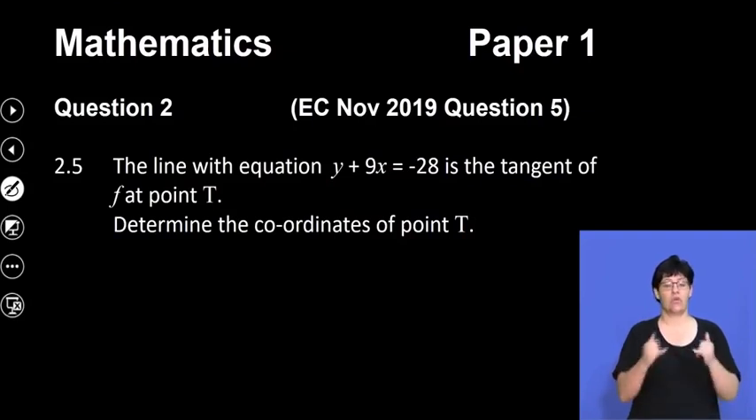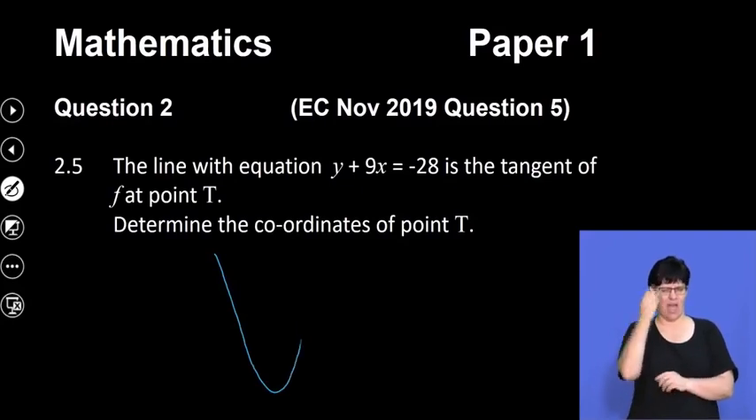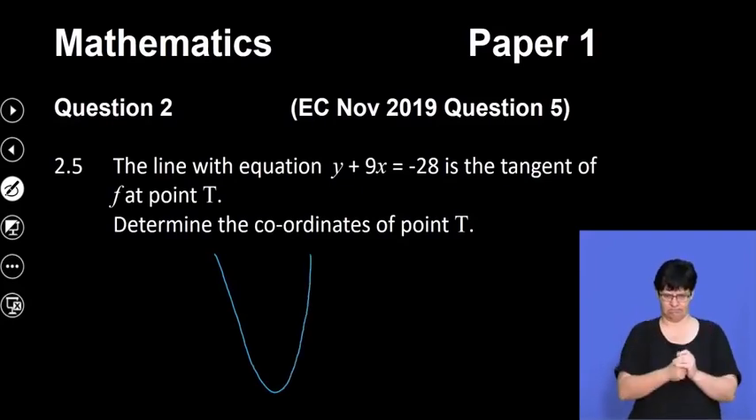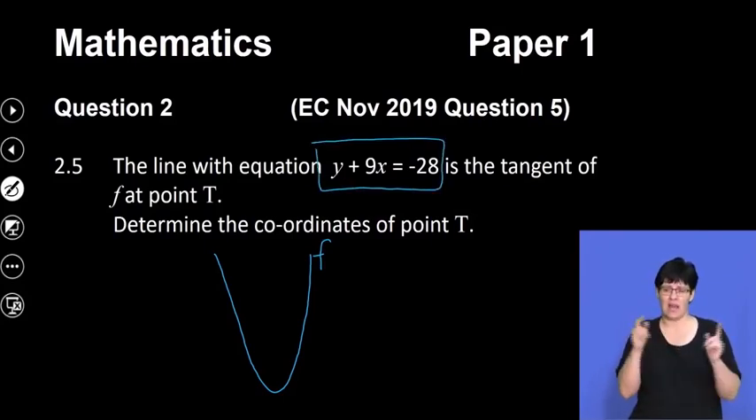Okay, the line with the equation y plus 9x is equal to negative 28 is the tangent of f at point T. Determine the coordinates of point T. Okay, so let's just think about what's going on here. We have this parabola, and there's a point T, and a tangent is touching this function f at that point T. If we look at what this line, let's get that in standard form.